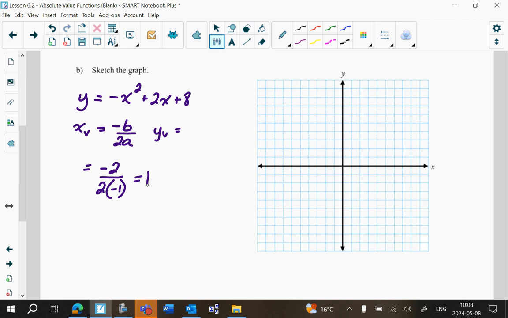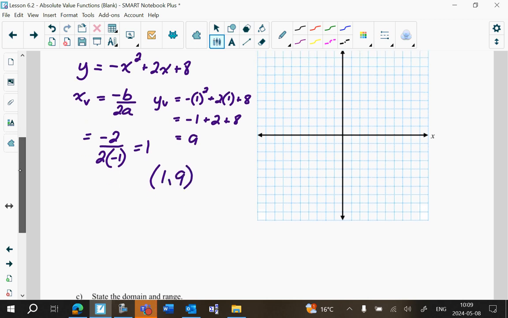The y vertex will equal negative. Notice the negative is outside the parentheses. Plus 2 times 1 plus 8. So this is going to be 1 squared and then put the negative. Big difference between when the negative is inside and outside when we're squaring. Plus 2 plus 8 gives us 9. So therefore our vertex is 1, 9.